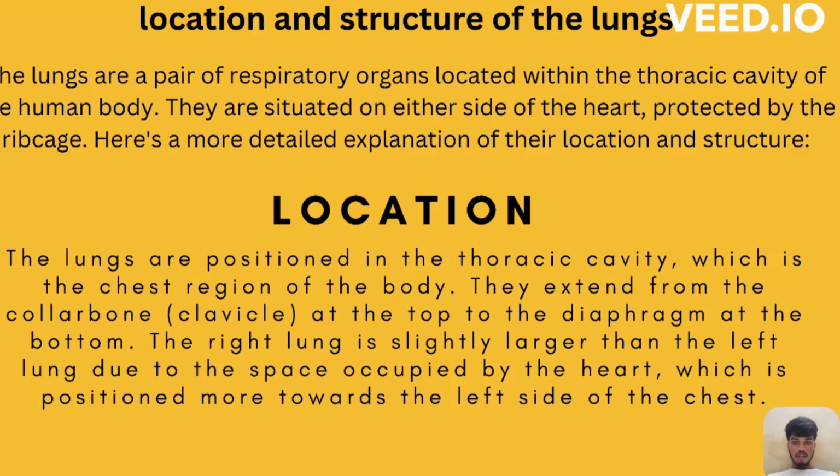In the location, the lungs are positioned in the thoracic cavity, as also mentioned, which is the chest region of the body. They extend from the collarbone at the top to the diaphragm at the bottom. The right lung is slightly larger than the left lung due to the space occupied by the heart, which is positioned more towards the left side of the chest.